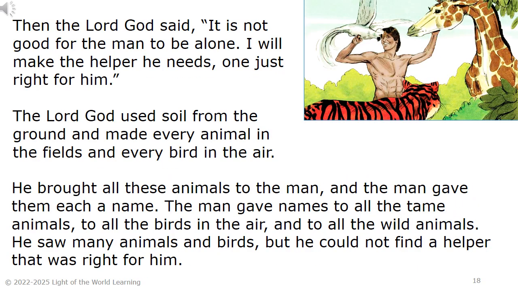Then the Lord God said, "It is not good for the man to be alone. I will make the helper he needs, one just right for him." The Lord God used soil from the ground and made every animal in the fields and every bird in the air. He brought all these animals to the man, and the man gave them each a name. The man gave names to all the tame animals, to all the birds in the air, and to all the wild animals. He saw many animals and birds, but he could not find a helper that was right for him.